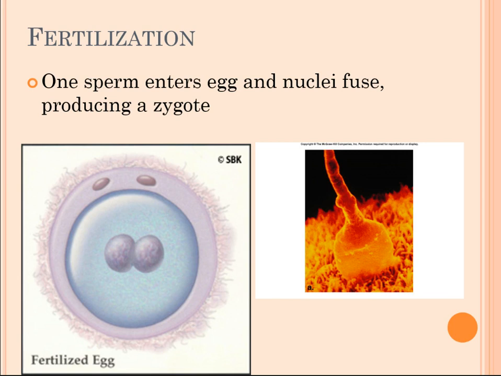So, in order to get offspring, you have to get the egg and the sperm to fuse together. And what they produce is called a zygote, and that's the fertilized egg. And what you're actually looking at here, this is really cool.